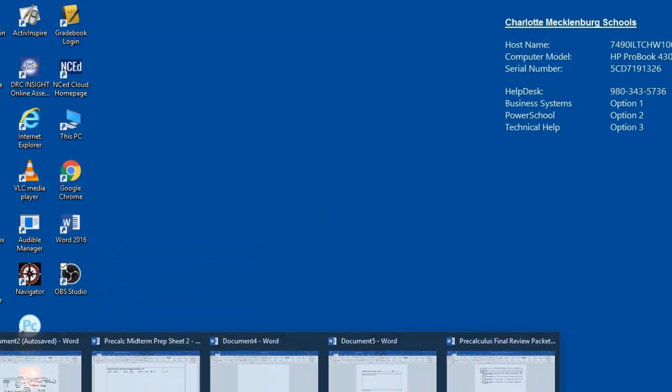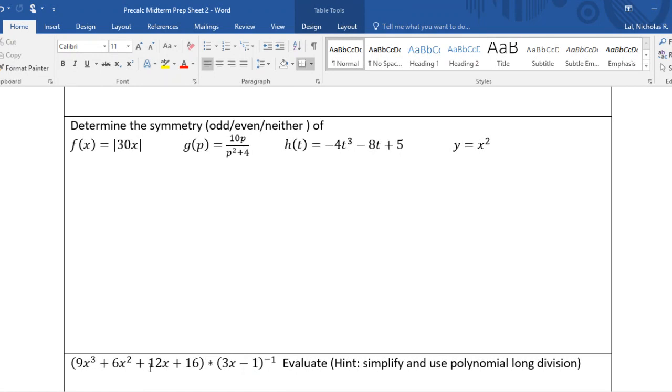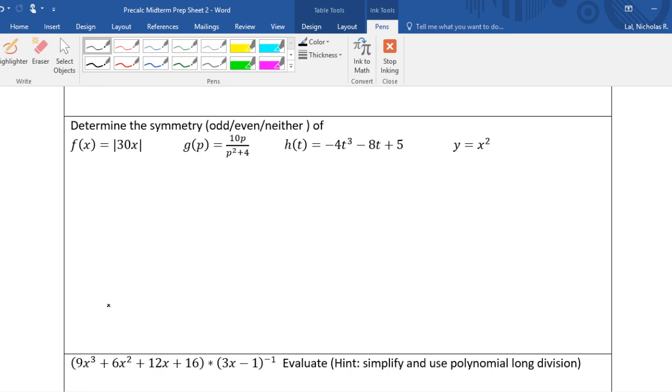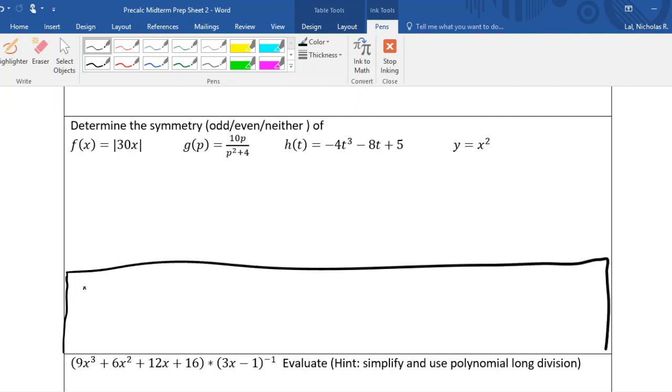So what we have with this problem is determining whether a function is odd, even, or neither. At the bottom here, I'm just going to write down the definitions of odd or even, because I think that's going to help us out. So for an odd function, the algebraic definition is f of negative x is equal to negative f of x.